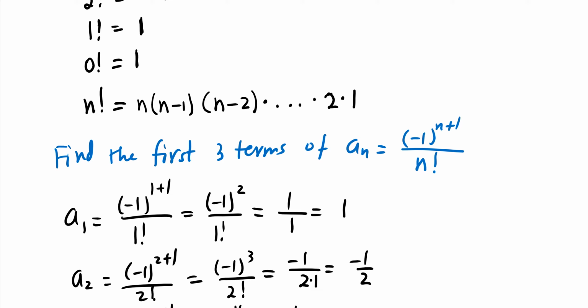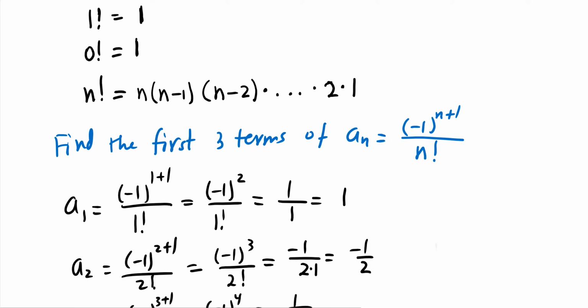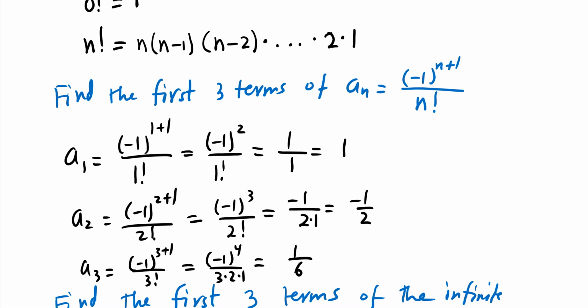And then try n equals 3 before you look at the work. Pause the video, try, and see what you get. Well, when you finish, you're going to get 1 over 6. So keep in mind, negative 1 to any odd number is negative 1. Negative 1 to any even power is 1.